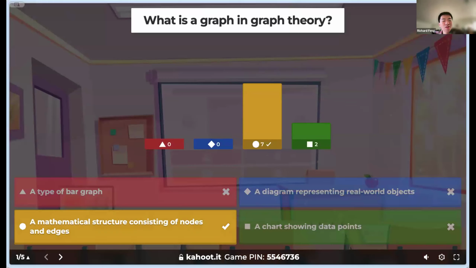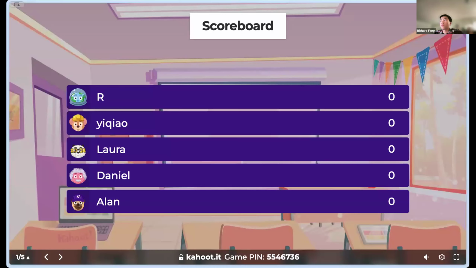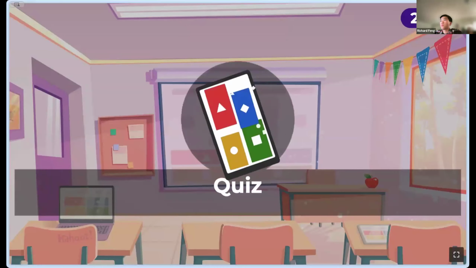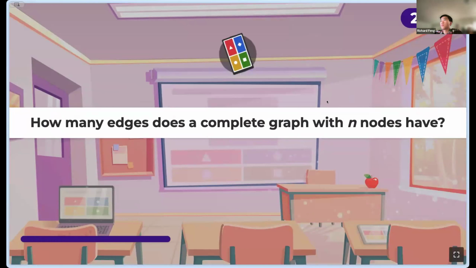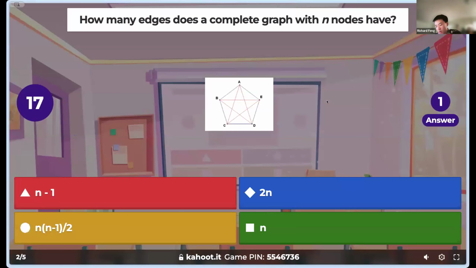Okay, so most of you got this one right. A graph in graph theory is just a data structure that consists of nodes and edges. Well, it could be a chart showing data points, but not in the context of graph theory. Okay, how many edges does a complete graph with n nodes have? So remember, a complete graph like the one in this diagram has an edge between every two vertices.